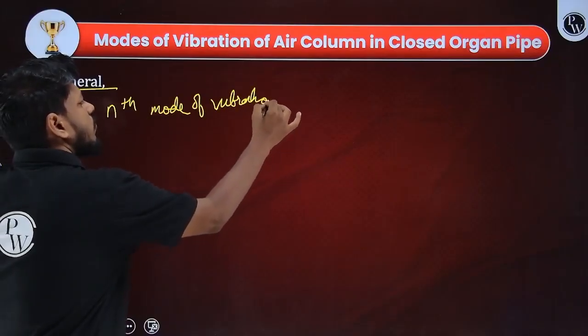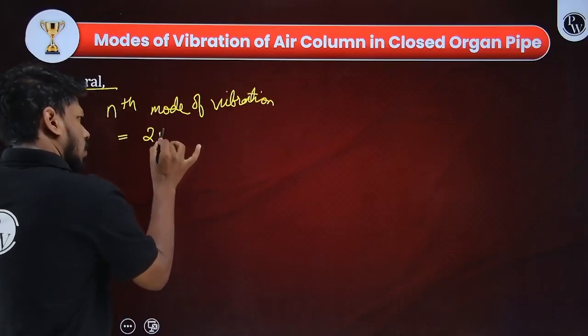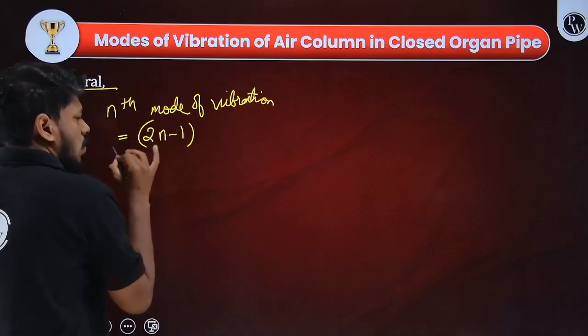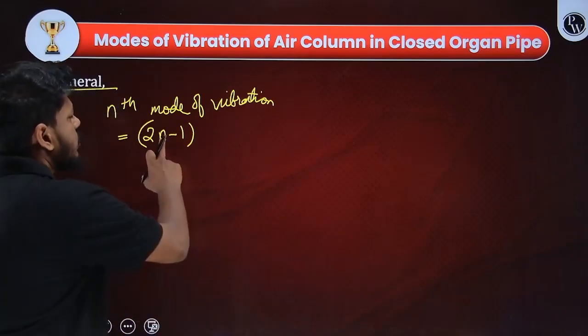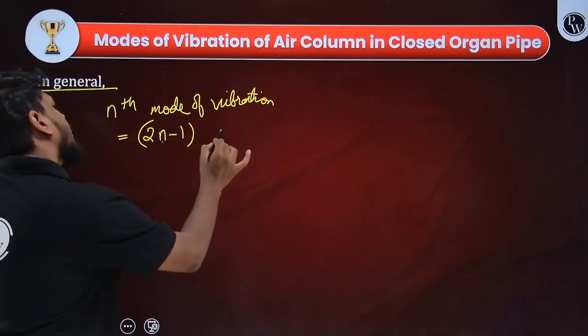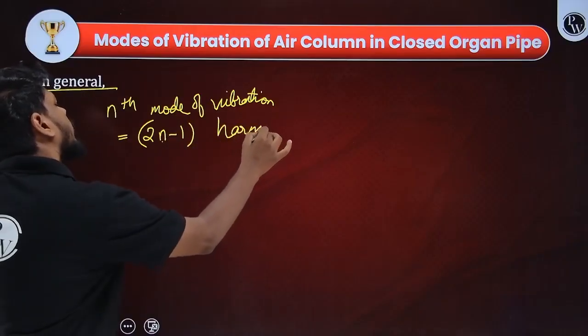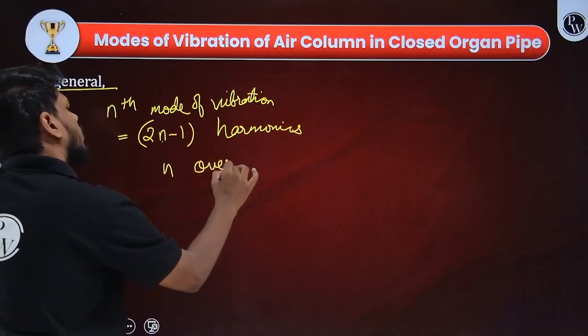My nth mode of vibration is going to have 2n minus 1 harmonics. Why, sir? If I put n is equal to 1, I get 1. N is equal to 2, 3. N is equal to 3, 5. It will be 2n minus 1 harmonic and nth overtone.